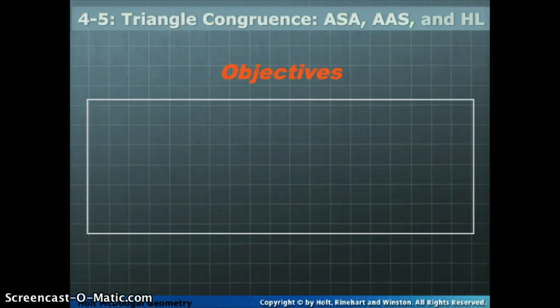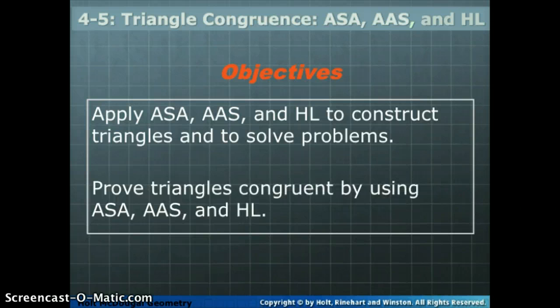As we continue on to learn about triangle congruence, we've got a couple more shortcuts we're going to learn, and they're pretty easy to figure out just by looking at their acronyms. We are going to apply the angle-side-angle, angle-angle-side, and hypotenuse-leg to construct triangles and to solve problems. We're also going to work on proving triangles congruent by using those postulates.